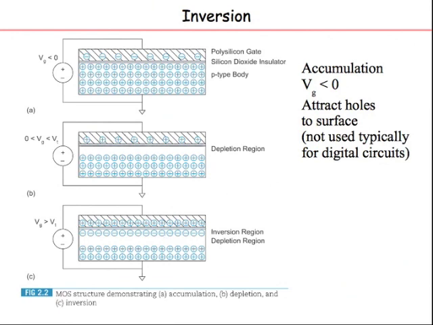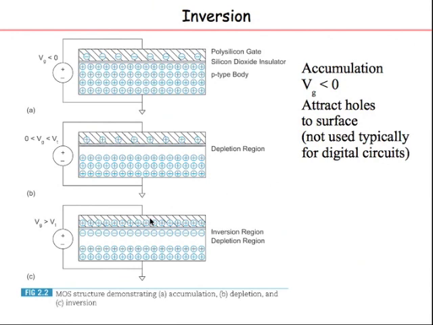In fact, you can get to a point where there are as many electrons as you would have had if you had actually put an n-type dopant atom. So you have inverted the nature of the material. What was a p-type material, electrically, you have inverted it to look like an n-type material. So that is what is called inversion. Okay. So the three modes are accumulation, depletion, and inversion.